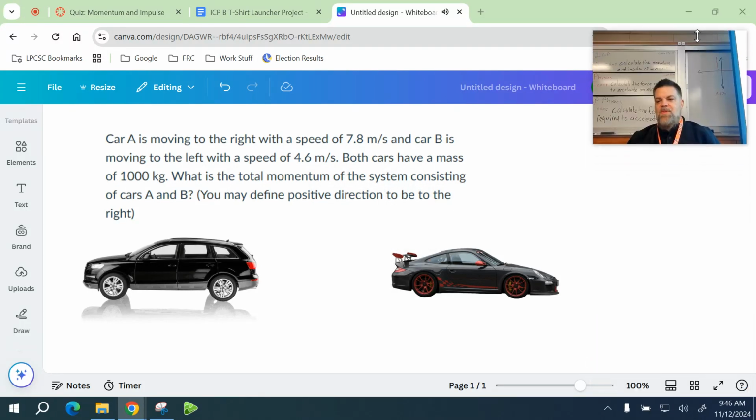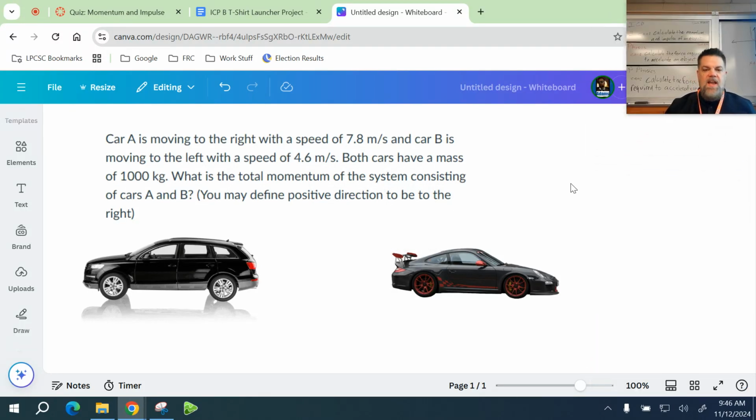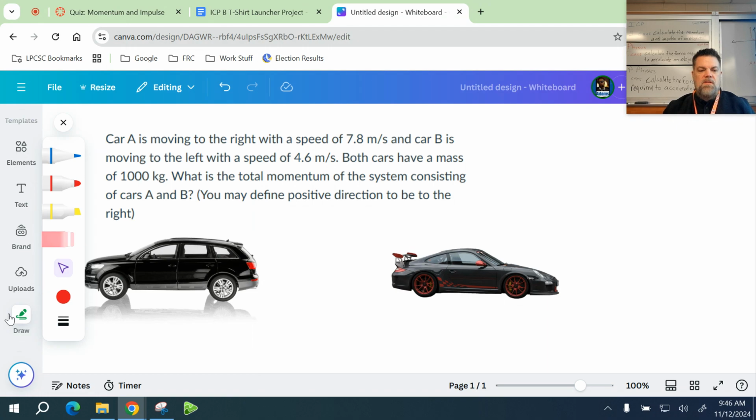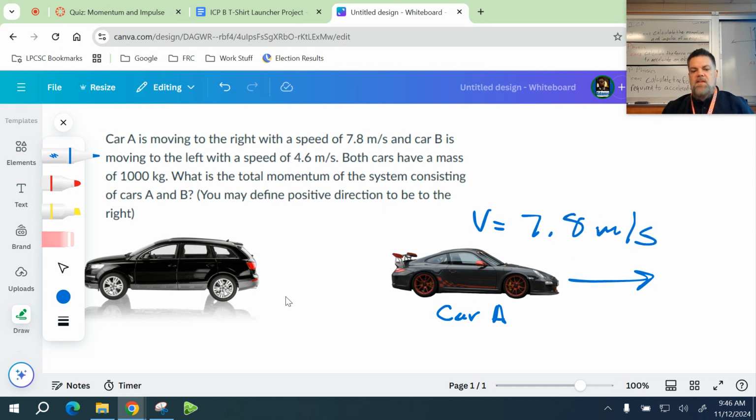All right, so for this one, it says car A is moving to the right with a speed of 7.8 meters per second. So the first thing to do is we got to draw a picture. As a joke, I kind of put some cars in here. So this is car A, and that has a velocity that's a positive 7.8 meters per second.